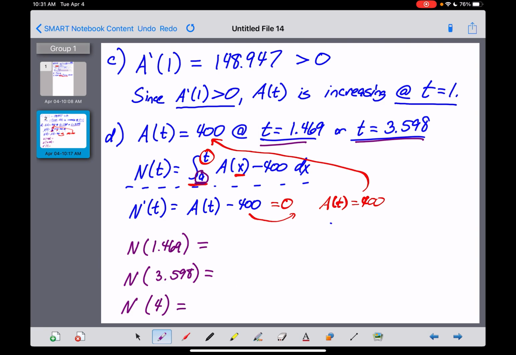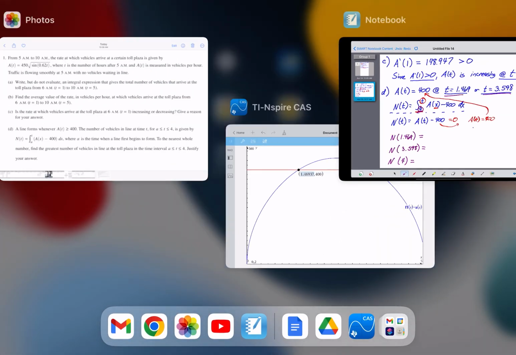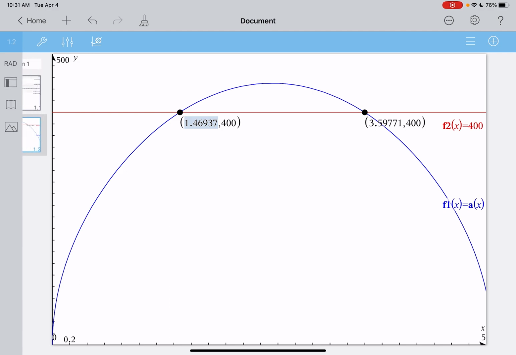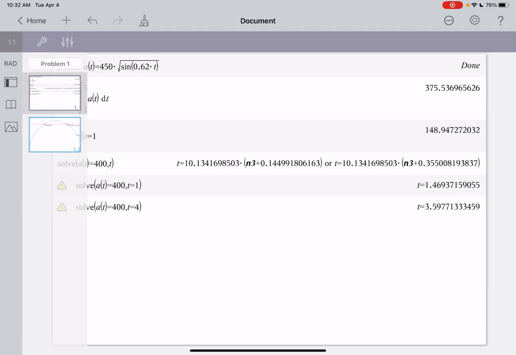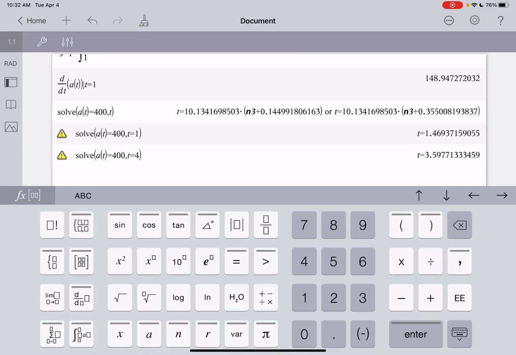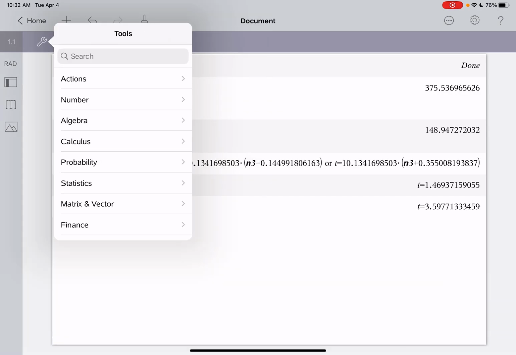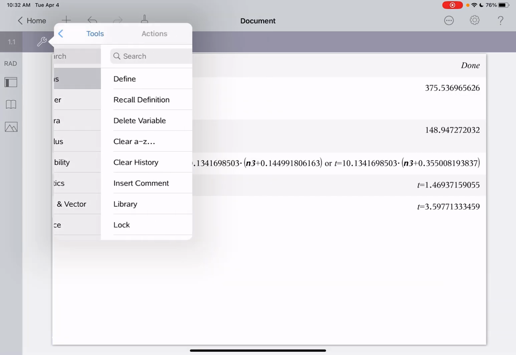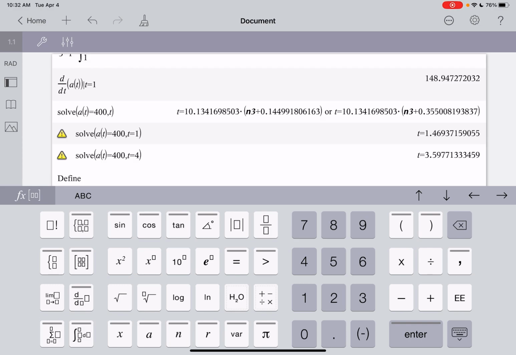Now to do all that, guys, we need to define the n function in our calculator, which I do not think we have done yet. So let's go, here we go, back right here, and let's define yet another function here, guys. All right, so actions and define, and we will call this one n of t.